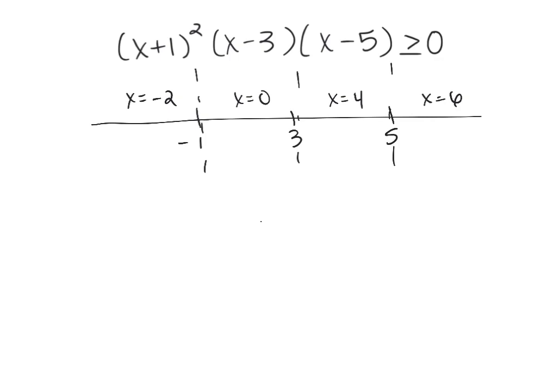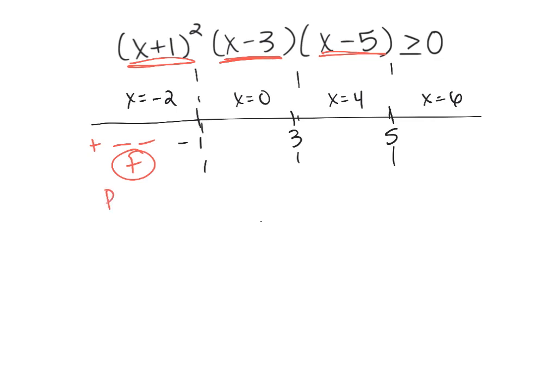Then I plug that value into each of the factors. If I plug -2 into my x plus 1 factor, that's always going to be positive because it's squared. When I plug -2 into that next factor, that'll be negative. And then the last factor, it'll also be negative. But when I take a positive times a negative times a negative, overall, I'm positive.